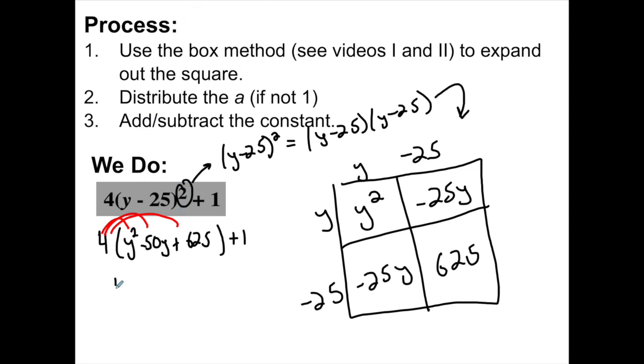So 4 times y squared, 4y squared, 4 times negative 50, negative 200, 4 times 625, 2,500. And then the 1, remember, you don't distribute to the 1 because the 1's not attached here. So then your final answer is, now you add the 1 in there according to PEMDAS, plus 2,501.